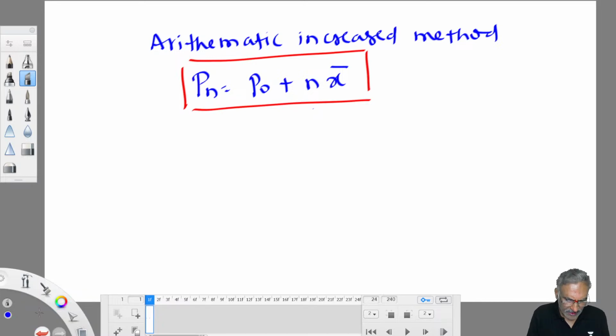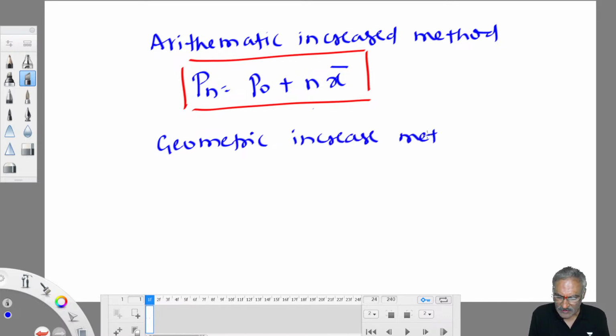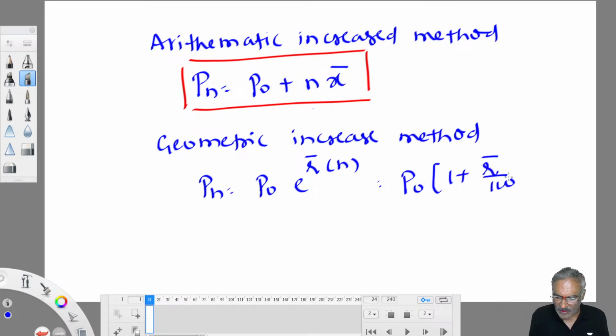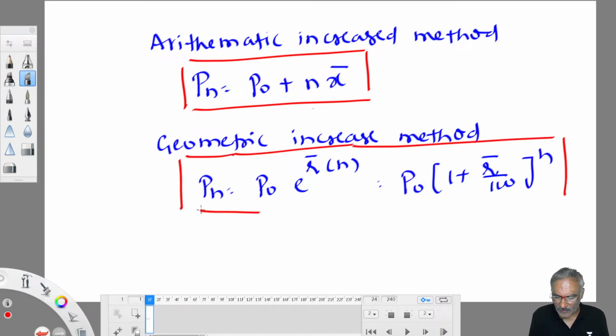The geometric increase method, we discussed it too. We wrote two formulae. Without census also you can work it out, provided R bar is given to you, so R bar into N you can write. If R bar is not given, you have to generate R bar. In that case, we use the statistical equation, R bar by 100 whole power n. So you can use either of these two formulae, depending upon the given information.